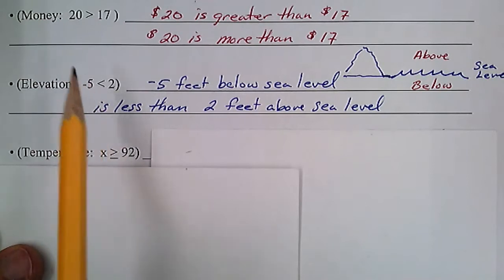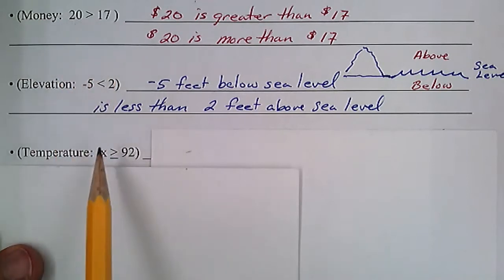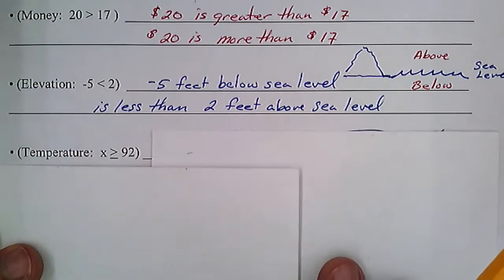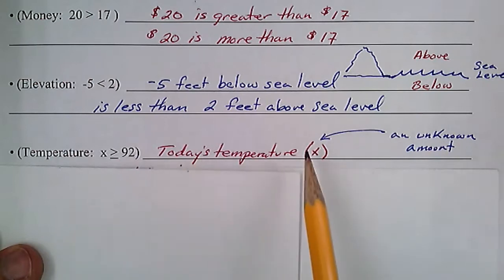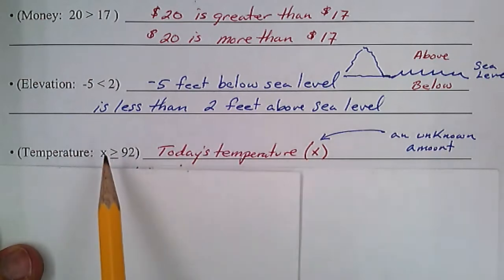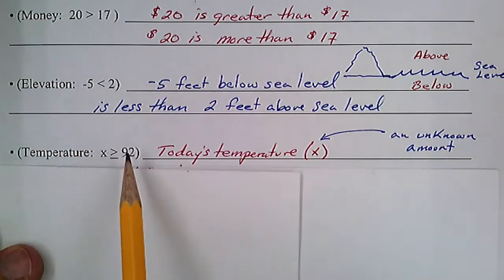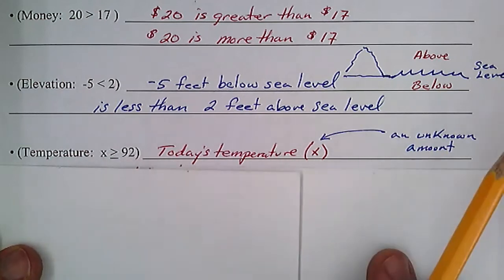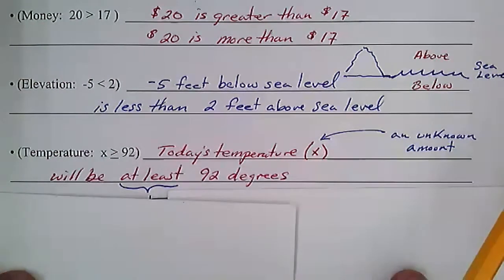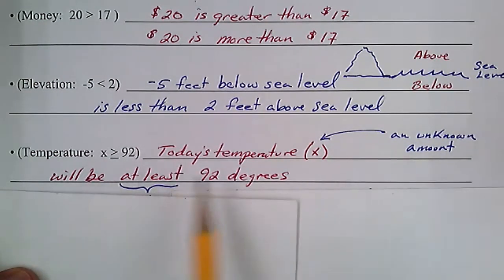This one, there was no variable, and the one up here, no variable, but now we have a variable, an unknown amount. So I'm saying today's temperature, we don't know what it is. Today's temperature is going to be greater than or equal to 92. So another way to say it is we would say today's temperature will be at least 92 degrees. So I'm saying the lowest will be 92, but it might be hotter.